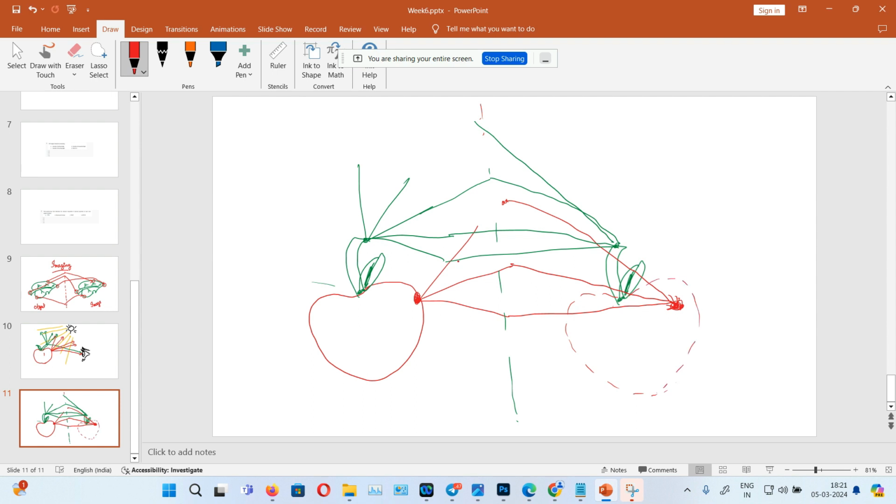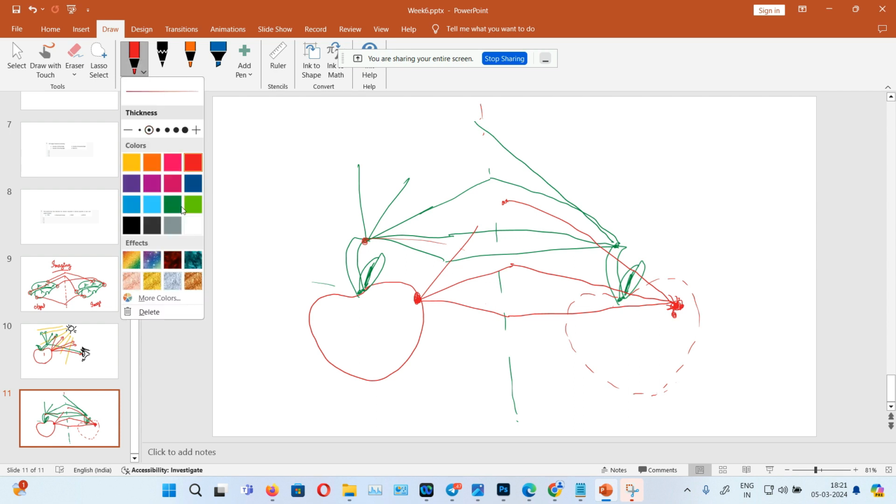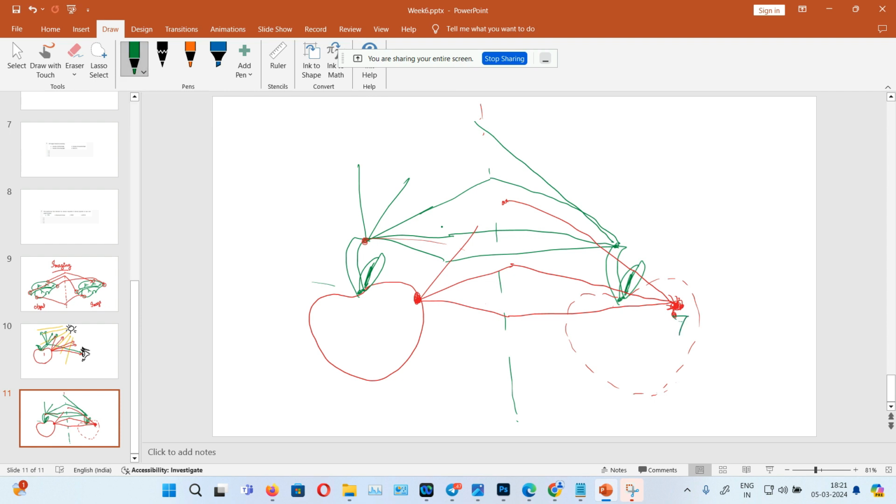And there can be another problem also. Light corresponding to this point only should reach here. If this light is focusing here instead, what happens? Here you will get a green point, and that will make your image distorted. So every point should map to another point. Corresponding to one point, there should be one point. Corresponding to another point, there should be another point.